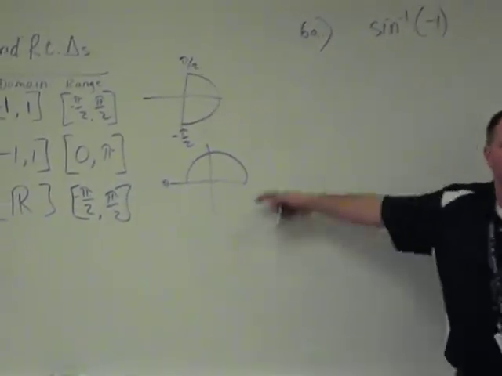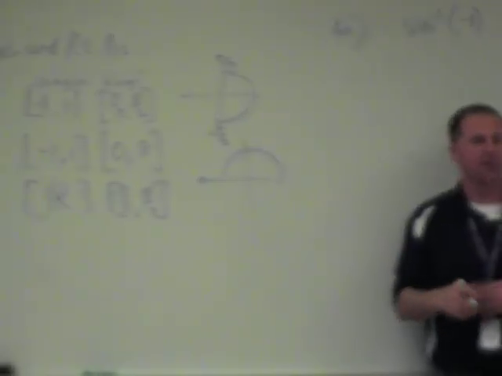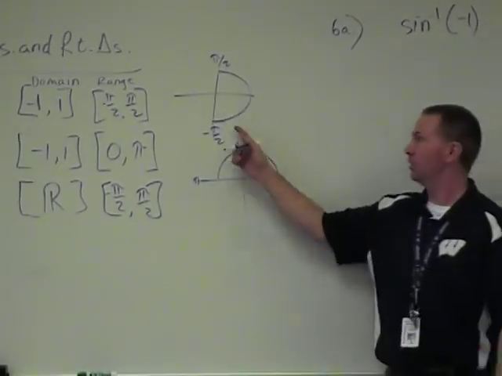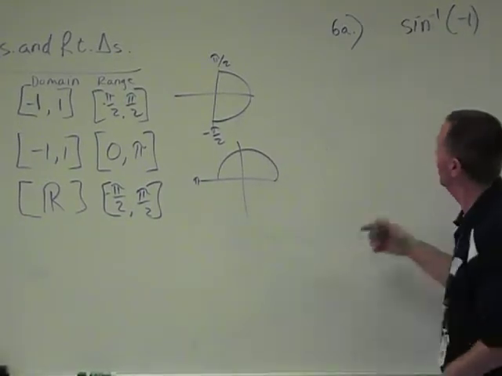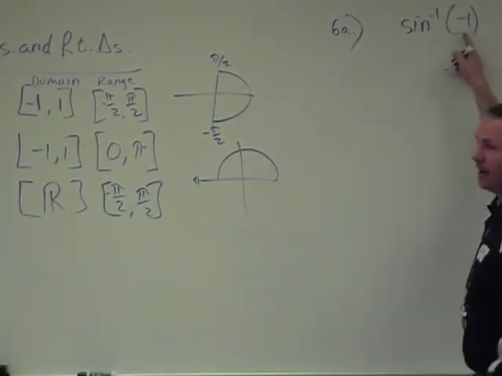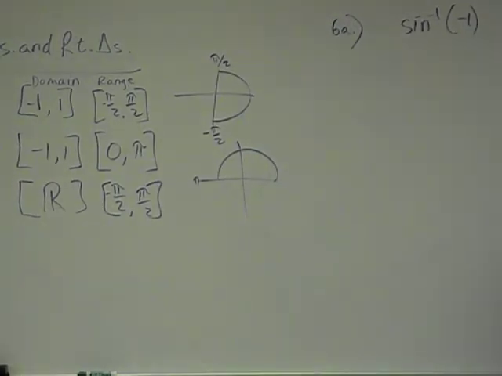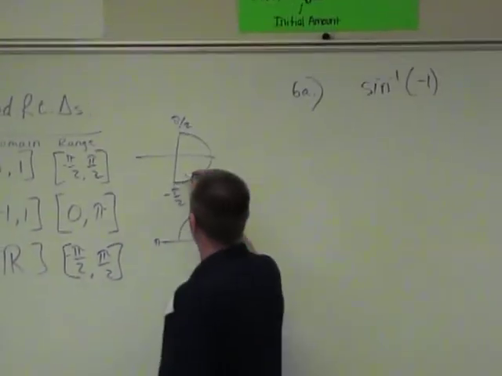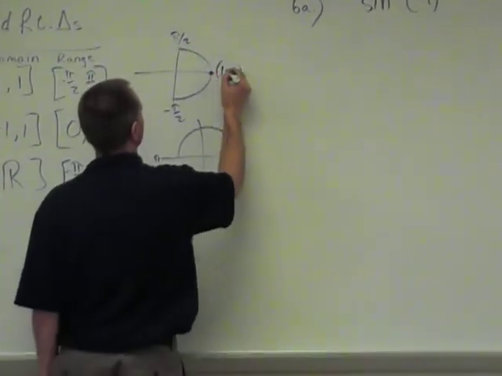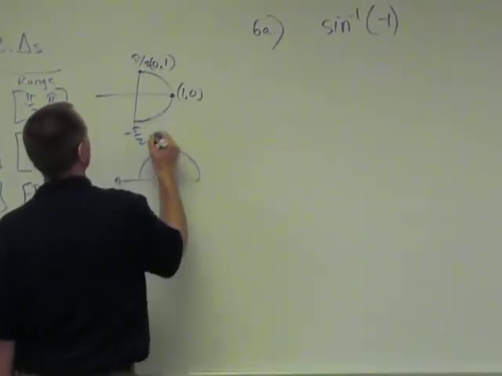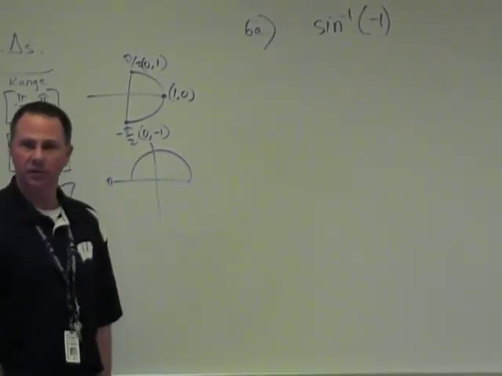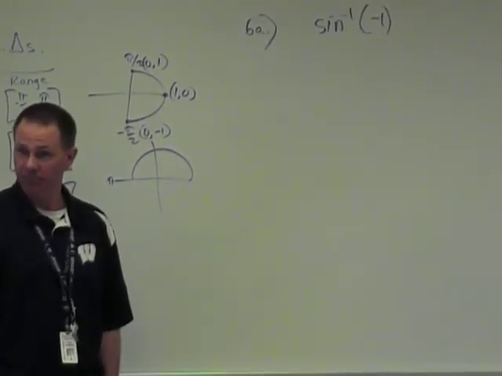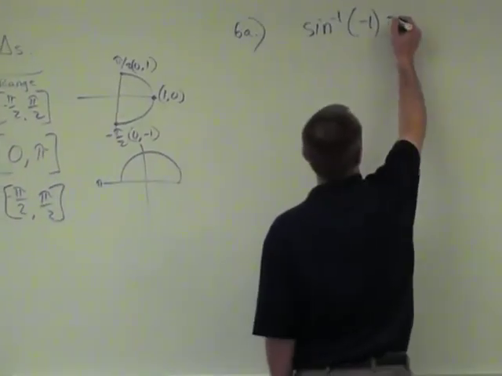Where is the sine negative? Because sine is y, we're going to be in quadrant 4. That's just to understand where we're at. Now, where is y -1? At -pi/2, right? Done.